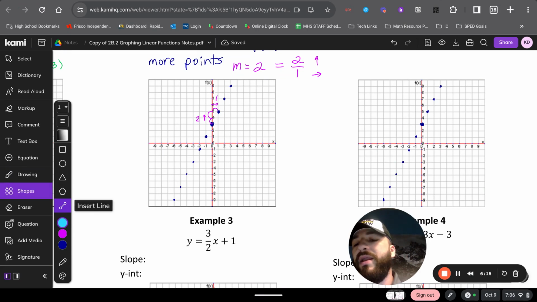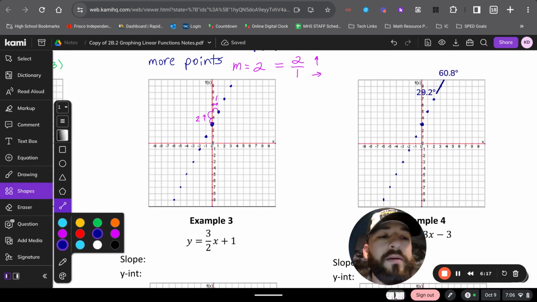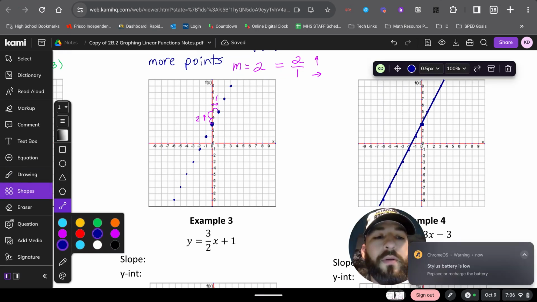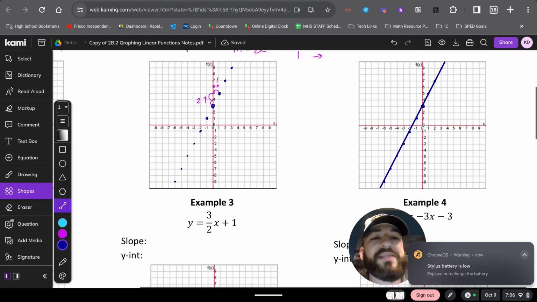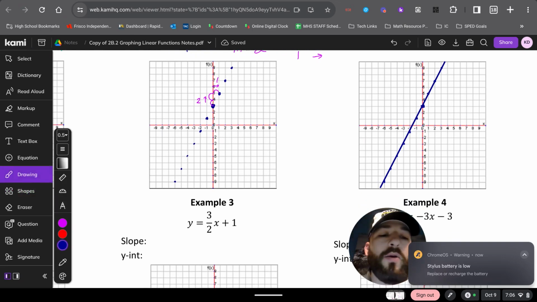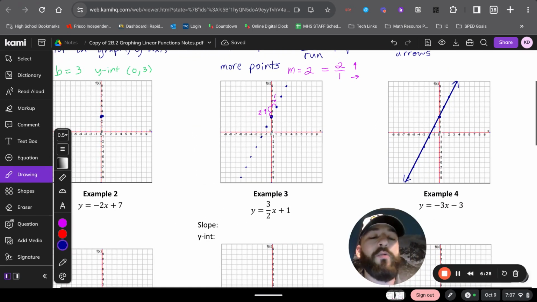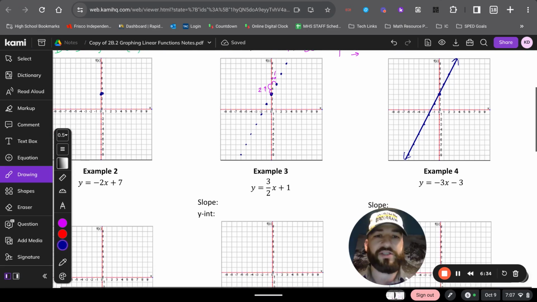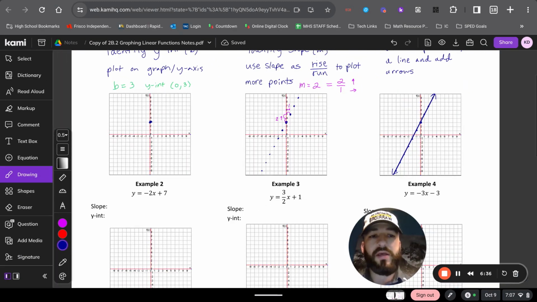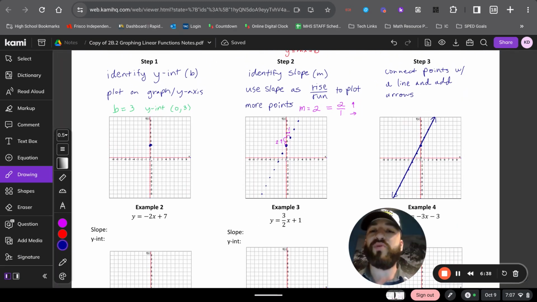And then I want to go ahead and draw that nice straight line. And then last but not least, we're going to add our arrows onto the end. Note that this line, we're only graphing the portion that's fitting on our graph, but it does continue forever in both directions. Okay, so graphing linear equations, y'all, is pretty straightforward.